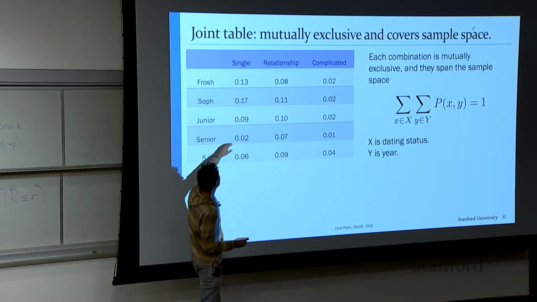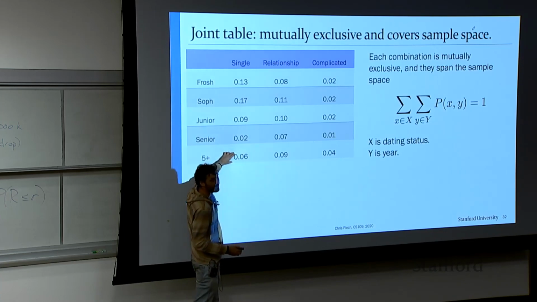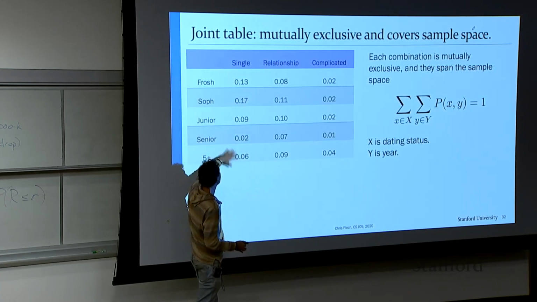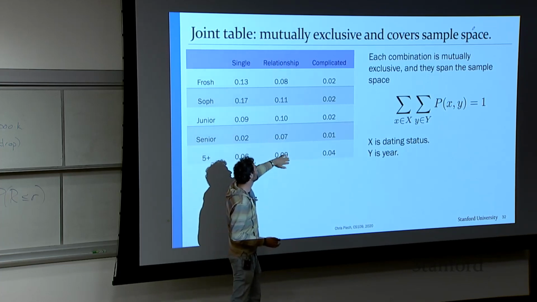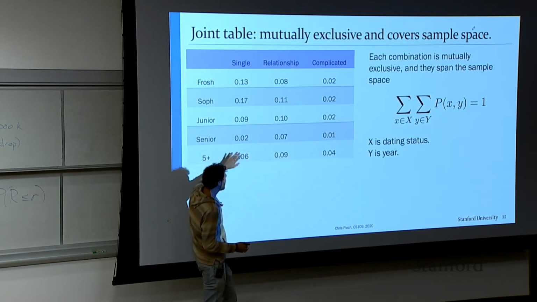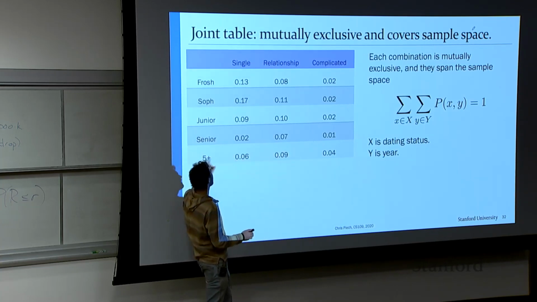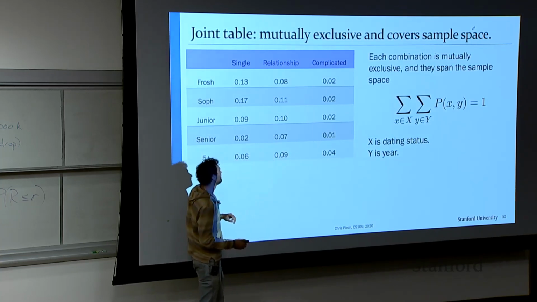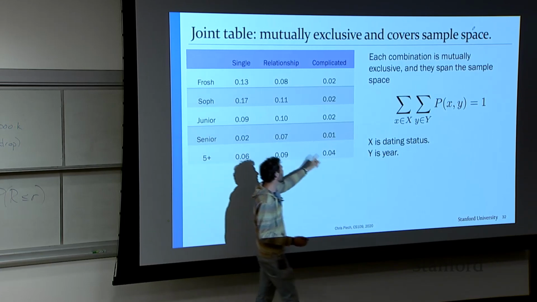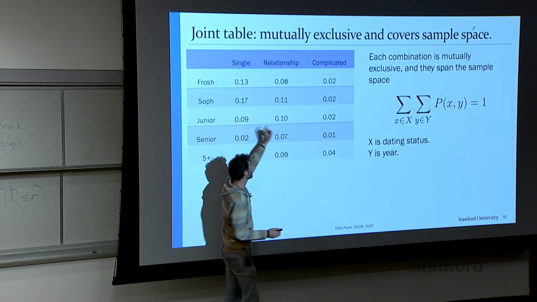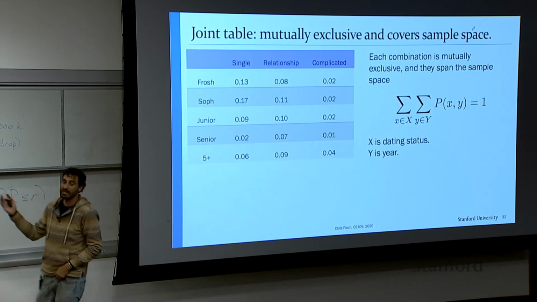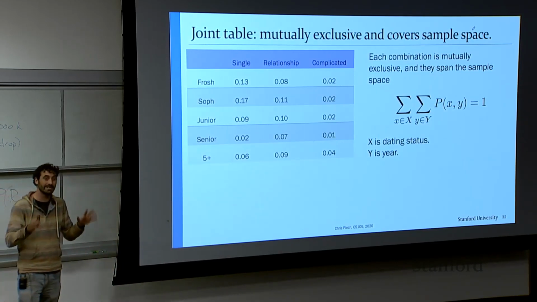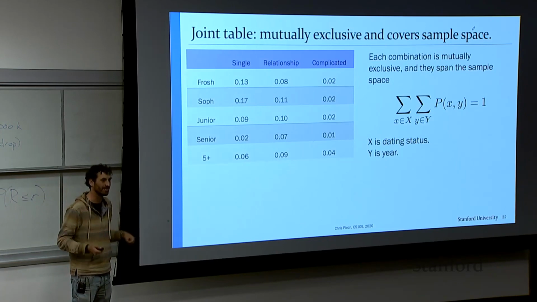It's not possibly both a senior and a 5+. You can't be both of those at the same time, even if you're coterming. You're in one of these. And so each of these categories is mutually exclusive. So if you want to think about either this or that, it should be just the sum. And if you think about this or this or this or this, it should be that sum. Because they're all mutually exclusive and they cover all possible outcomes, if you summed up this whole table, it should sum to 1.